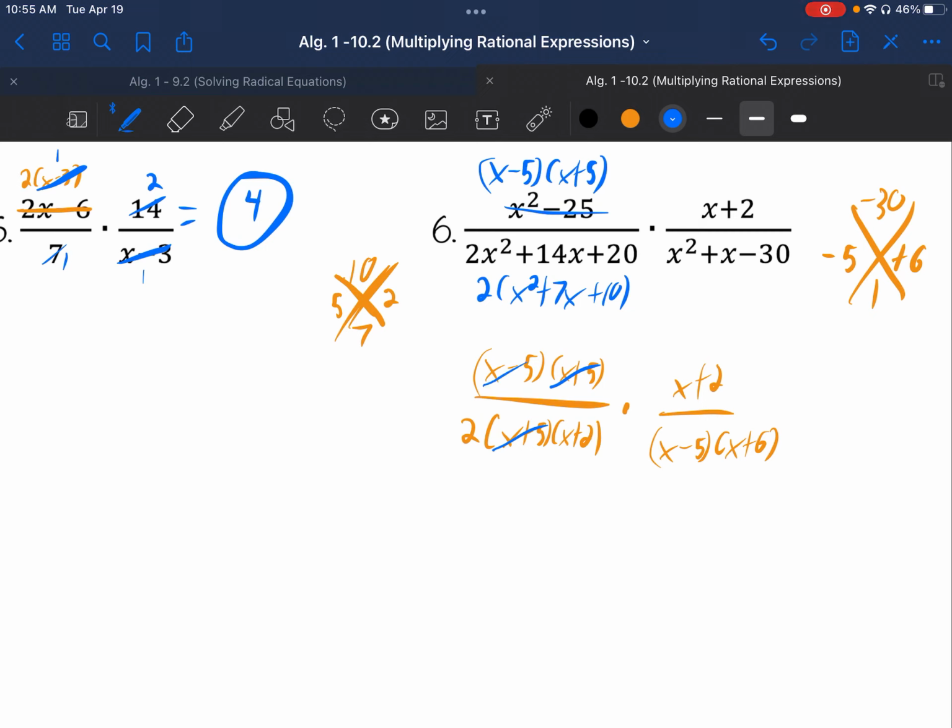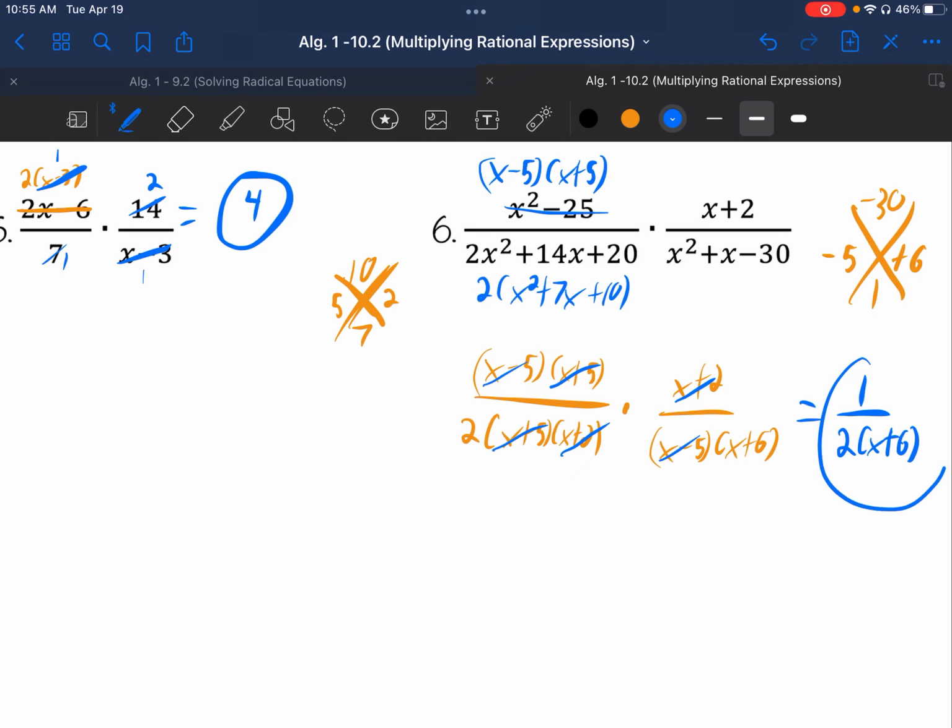Diagonally, or cross simplifying, x minus 5 and x minus 5, as well as x plus 2 and x plus 2. We realize we're left with only a 1 on the top and nothing else. On the bottom, we're left with a 2, as well as x plus 6.